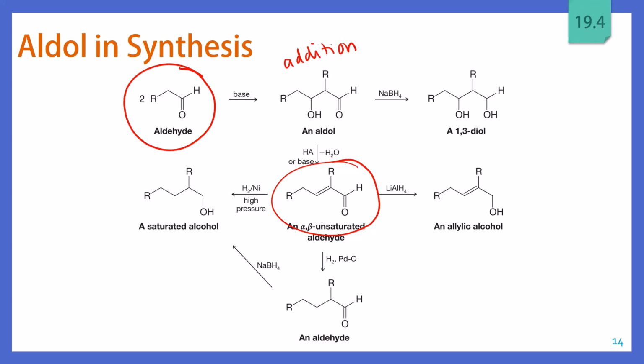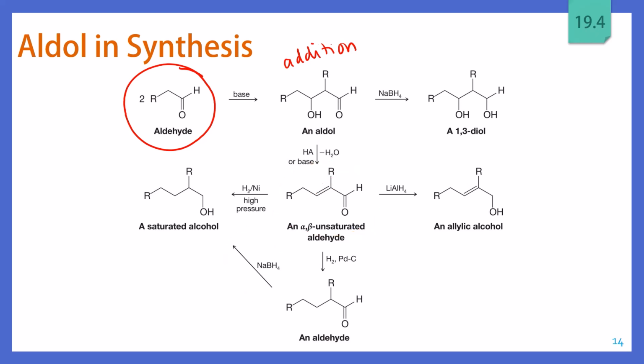It could be reduced with lithium aluminum hydride to give an allylic alcohol, or we could go to the left-hand side and add in hydrogen gas and nickel under high pressure, and we can get rid of both the alkene and the pi bond to the oxygen and create an alcohol. We could add in hydrogen with palladium over carbon and get an aldehyde, so we would only get rid of the alkene through hydrogenation. And then you can also take that and reduce it using sodium borohydride.